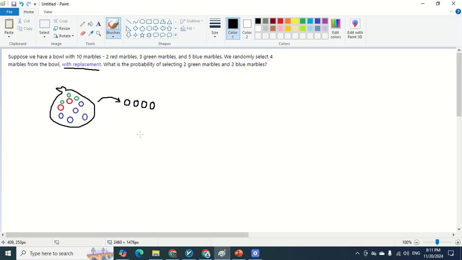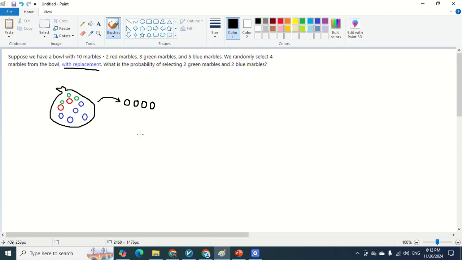If the replacement is not allowed, meaning without replacement we take a group of marbles out or drawn from that bag, then the distribution will change to the hypergeometric. That small phrase can change the question totally. I want to mention it again.